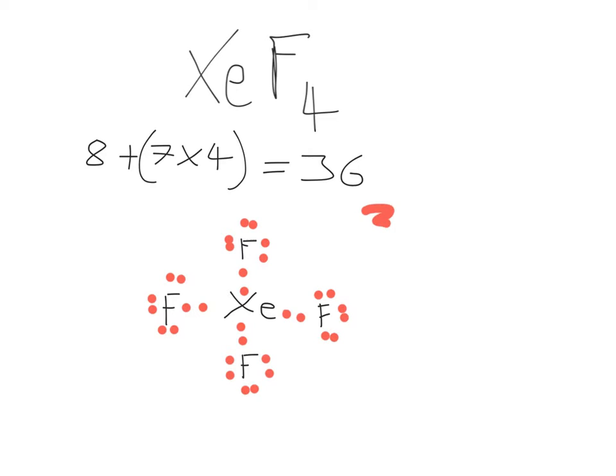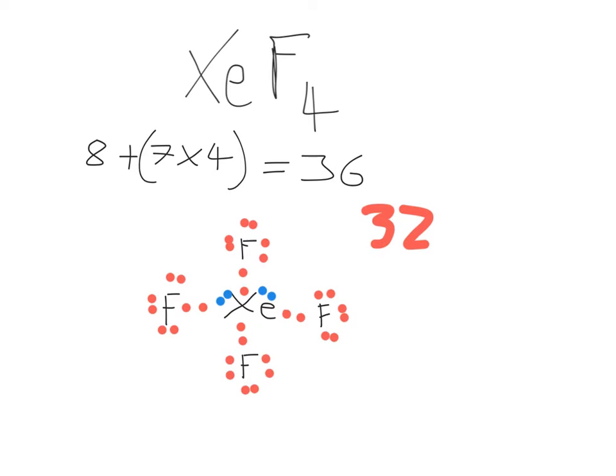So that is 32. We had 36 valence electrons. We've used 32. So we've got 4 extra electrons. In blue, I'm going to add those onto the central atom. Any extra electrons you add onto the central atom.